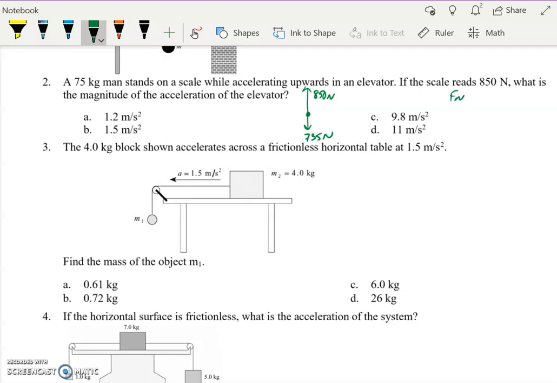And if we do net force equals ma, you've got 850 up minus 735 down equals 75 times acceleration. Subtract and divide, and you get 1.5 meters per second squared.